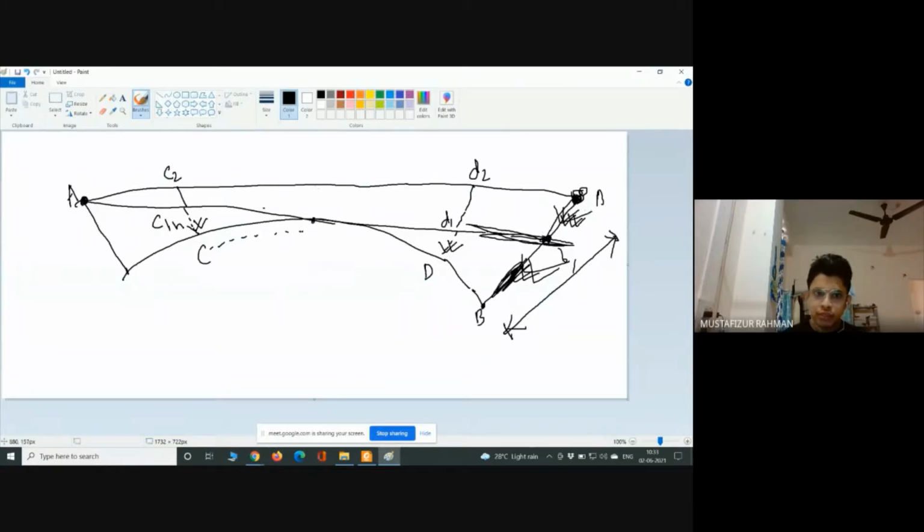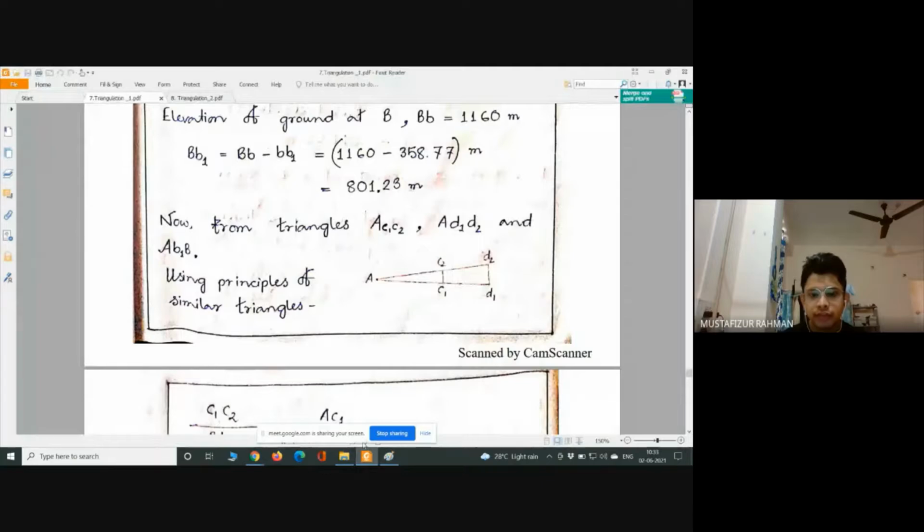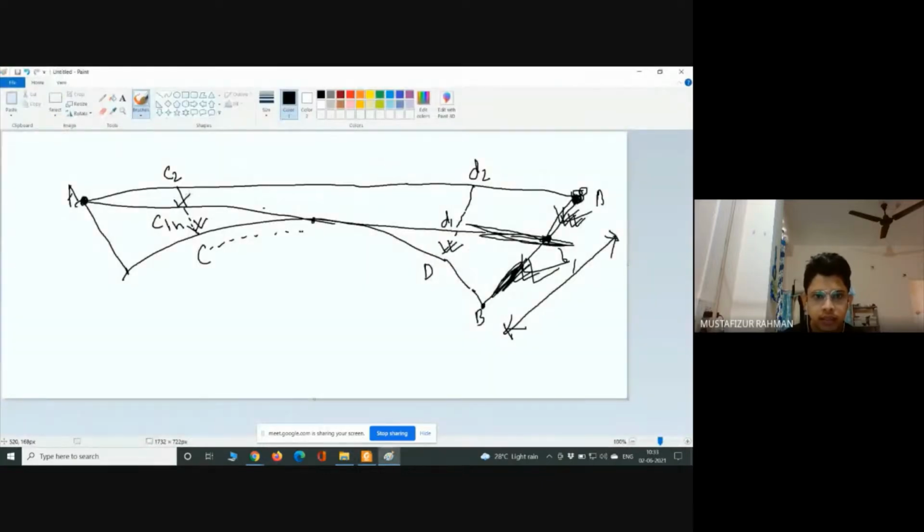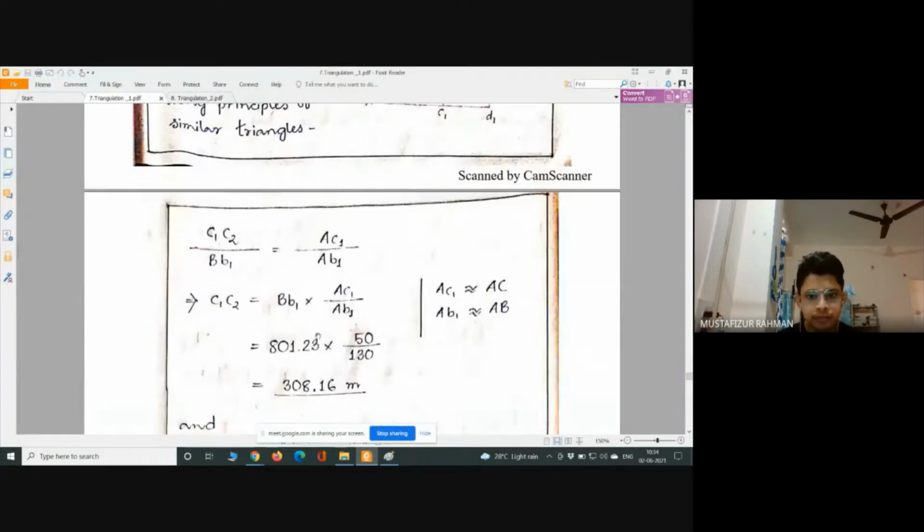After that, we are using the concept of similar triangle, and we are finding out this C1, C2, and D1, D2. Now, what we will do, we already know this from the initial formula. So this plus this, we will get the elevation of line of sight at C point. And again, the earlier value from the formula plus the new value from the similar triangle category, we will get the elevation at D point, right? So that is what we are doing here.